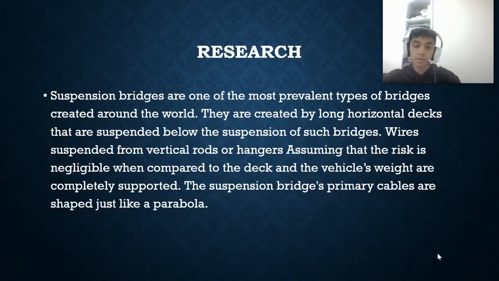Research. We learned from the research on suspension bridges that they are one of the most prevalent types of bridges created around the world. They are built with long horizontal decks suspended below the cables, with wires suspended from vertical rods or hangers, assuming that the weight of the cables is negligible compared to the deck and the vehicles' weight, which are completely supported. And the suspension bridge's primary cable is shaped just like a parabola.